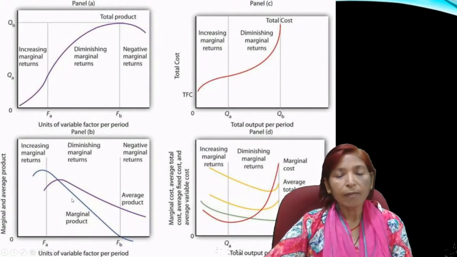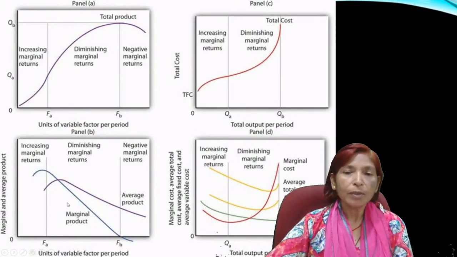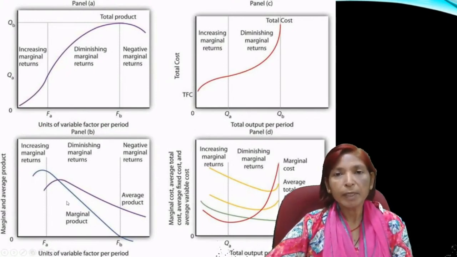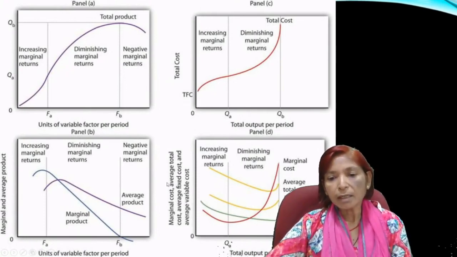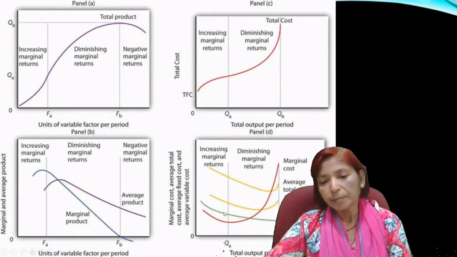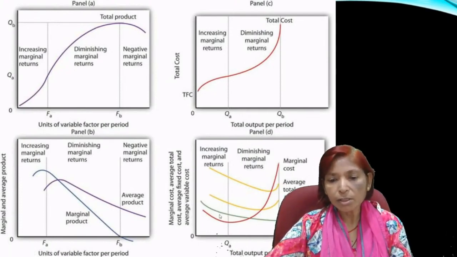Next is the average production curve, a reverse U-shaped curve, and MP is also a reverse U-shaped curve. MP can be 0, can be negative, but AP can never be 0 because AP is the per unit output, and per unit output can never be 0. And these are the different cost curves we discussed in the beginning, like average fixed cost, average variable cost, average total cost, and marginal cost curves.